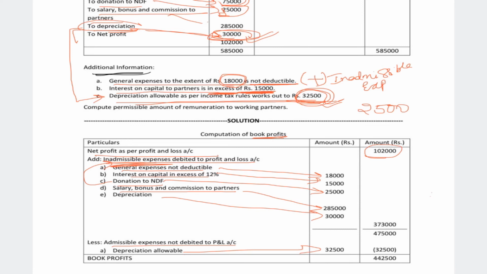This is one and the same. If you directly take 2,500 here, it is the same as 30,000 and 32,500, which we have taken here. So either of the methods you can follow. I repeat, whatever we have on the debit side of the profit and loss account, that is depreciation value 30,000, we have treated as inadmissible expense, and whatever is given in the adjustment, we have taken as admissible value, 32,500.